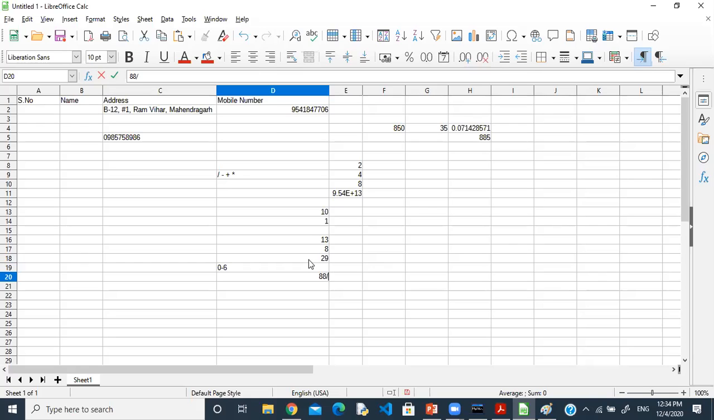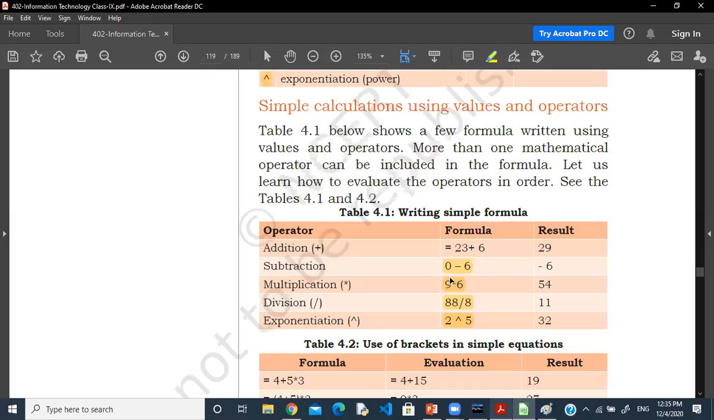I'm writing 88 divide 11. What is this? 88 divide 11 here. It's just like a label. But if I'm writing equal to 0 minus 6, what am I getting? Minus 6. Equal to 88 divide 11, what am I getting? 8. So be careful, there is a mistake given in this book. Don't forget to put the equal sign, then only you will get this output. Otherwise, you will not get this output. It is compulsory to put the equal sign before each and every formula. Remember this, be careful while writing the formula.